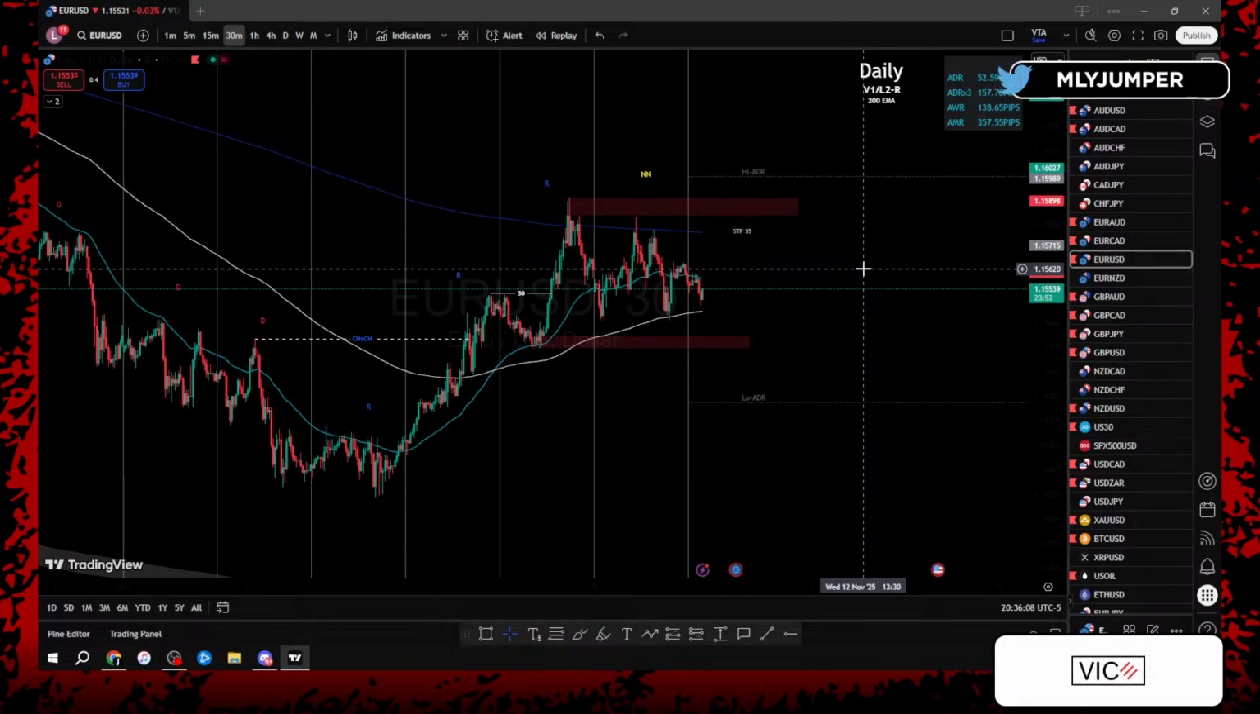Rules for 200 EMA, what do you mean? Same rules for the 50 EMA. Level 2, you're looking for price to bounce off the 200 EMA.